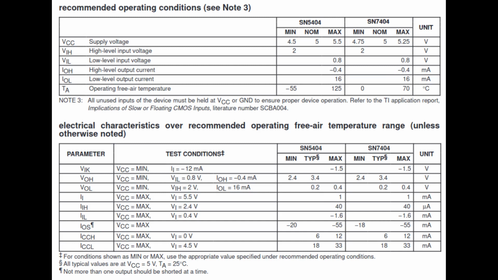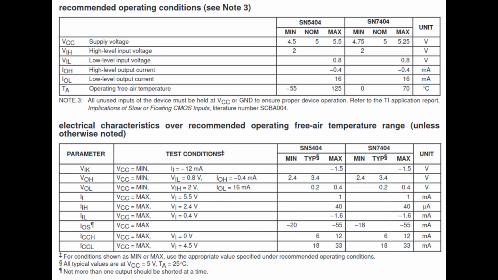And we can also see that when you give an input a high voltage, it promises that it won't draw more than 40 microamps from that. And when you give the input a low voltage, it promises it won't try and sink more than 1.6 milliamps into it. So this means we can connect up to 10 gate inputs to one gate output before we run the risk of potentially putting the gate outside of its recommended operating conditions.